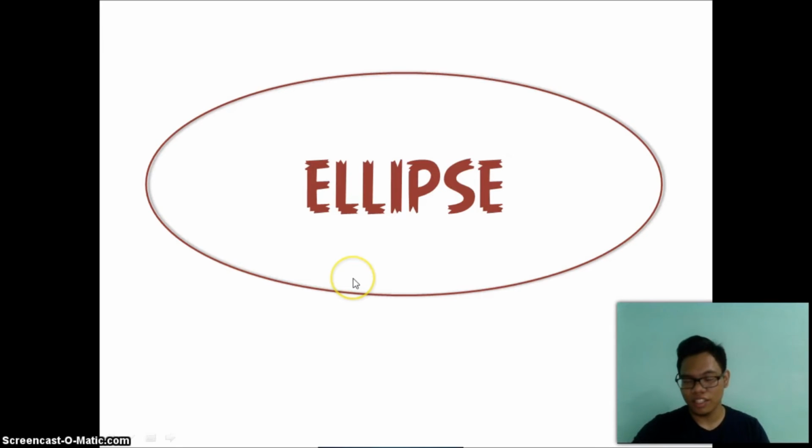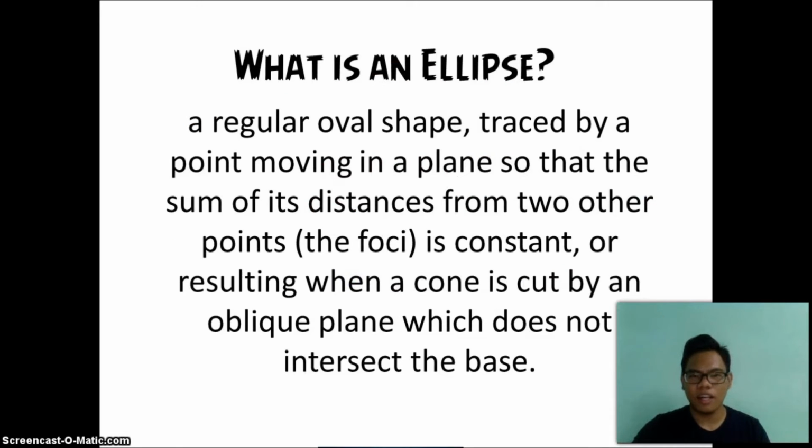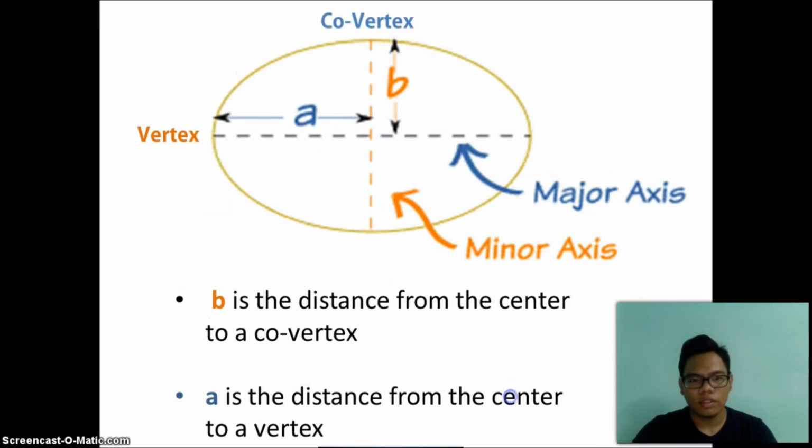Today I'd like to teach you guys about the ellipse. So, what is an ellipse actually? An ellipse is basically a regular oval shape traced by a point moving on a plane, so that the sum of its distances from two other points, known as the foci, is constant, or resulting when a cone is cut by an oblique plane which does not intersect the base. So basically it's just like an oval shape. Here's the shape. Similar, isn't it?